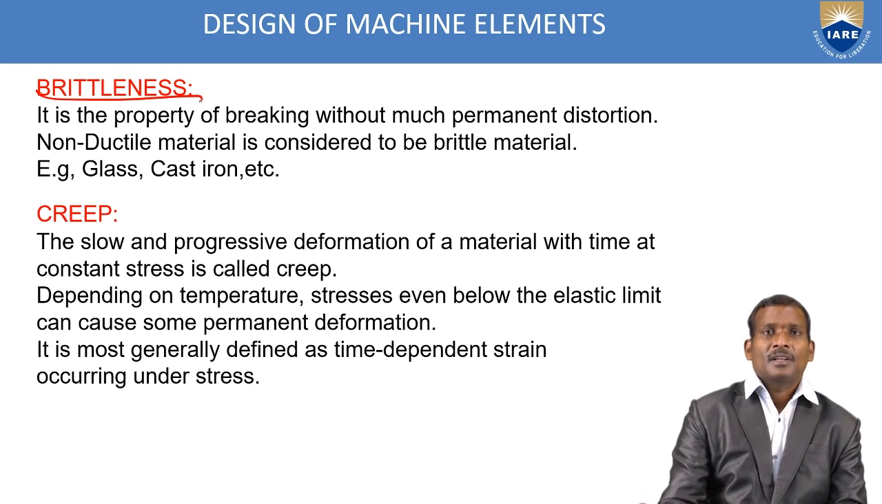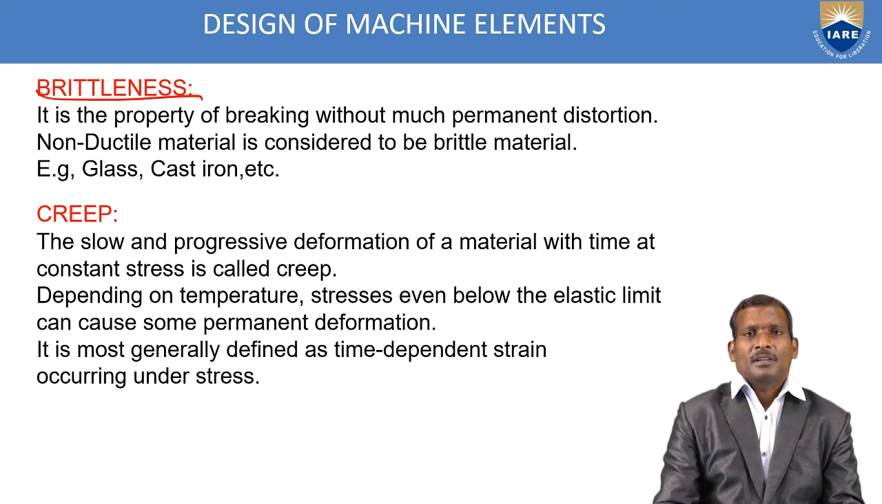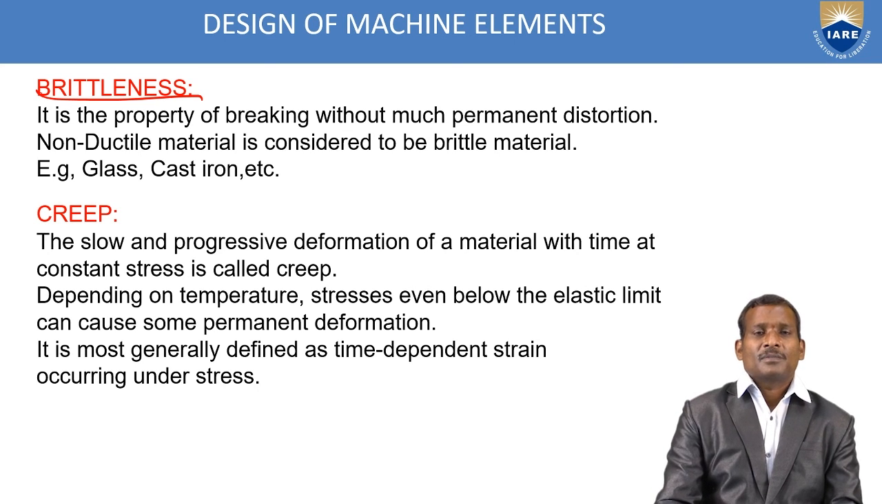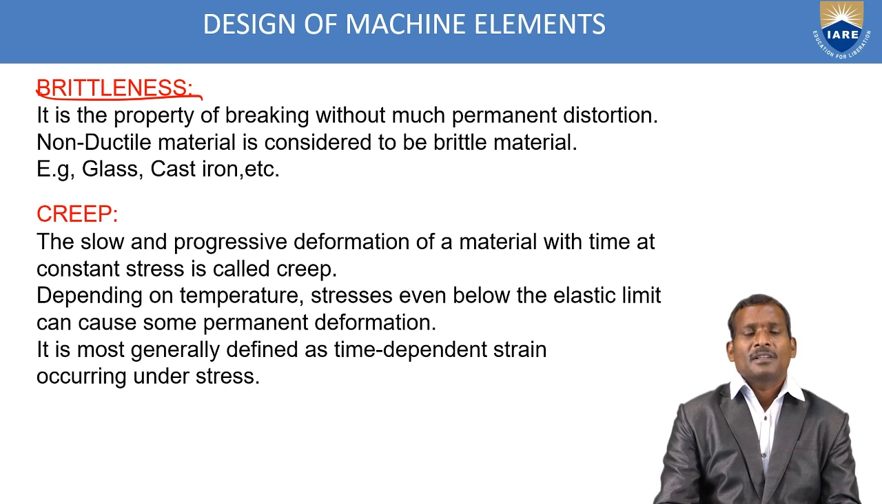Next, brittleness. It is the property of breaking without much permanent distortion. Non-ductile material is considered to be brittle material. Ductile materials are mild steel and steel. Brittle, non-ductile materials are, for example, glass, cast iron, etc. It does not give any indication before fracture. Suddenly the component fails. This type of property is called brittleness. In the case of ductile material, first deformation will occur, and after that the component will fail.